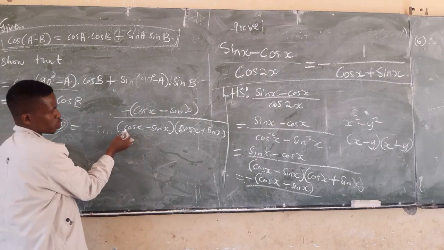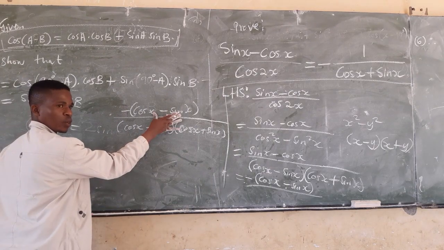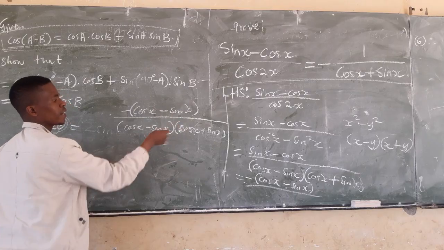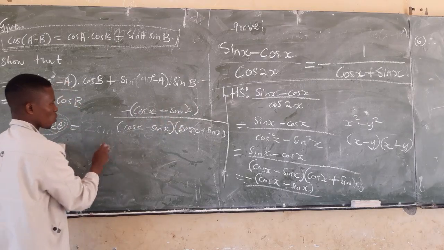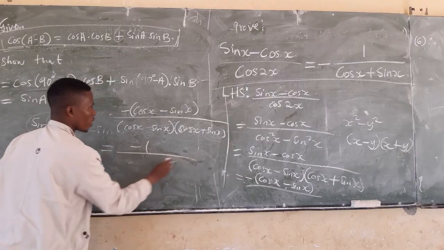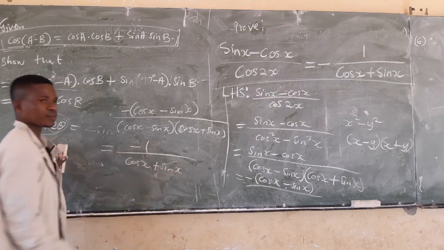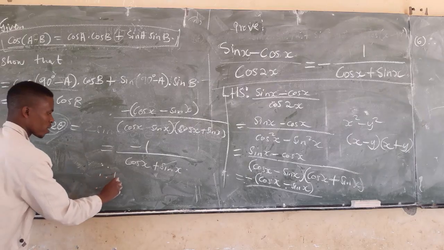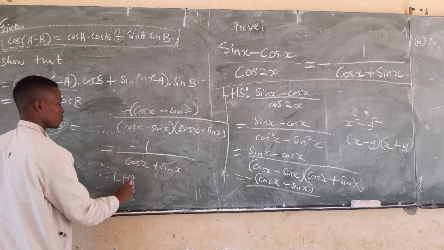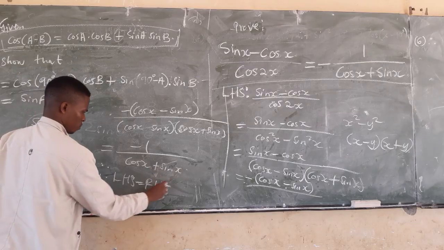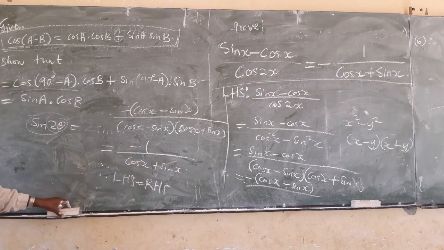Now I can spot already this bracket and this bracket are the same. It's only multiplication here. This one take away this one, then I'm left with minus 1 over cos of x plus sin of x. Then now we can conclude that the left hand side equals the right hand side.